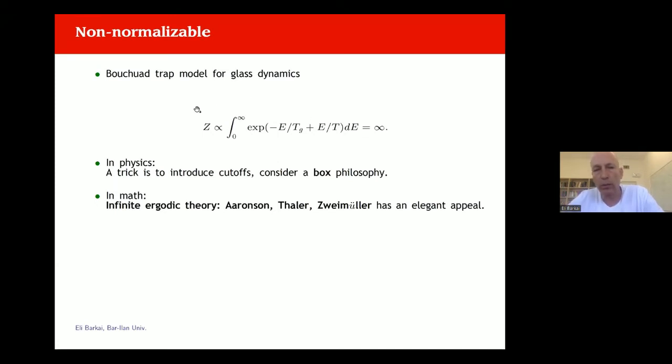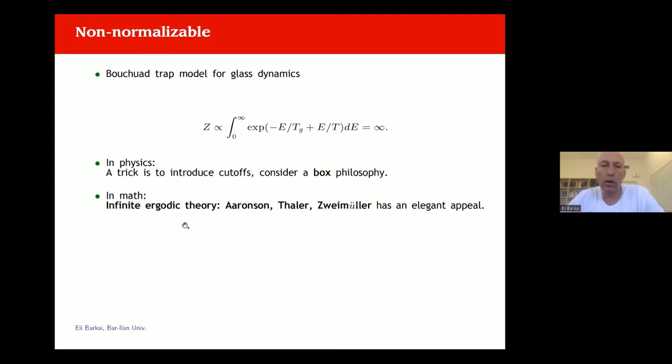And what Jean-Philippe Bouchaud showed in the context of glassy systems is that this can be used when you talk about the dynamics, about correlation functions, etc. This limit where the partition function diverges can describe, at least phenomenologically, certain aspects of glassy dynamics. So in physics, this divergent partition function is very common. Many authors introduce some cutoffs to solve this problem, but in math, these people have a different idea.